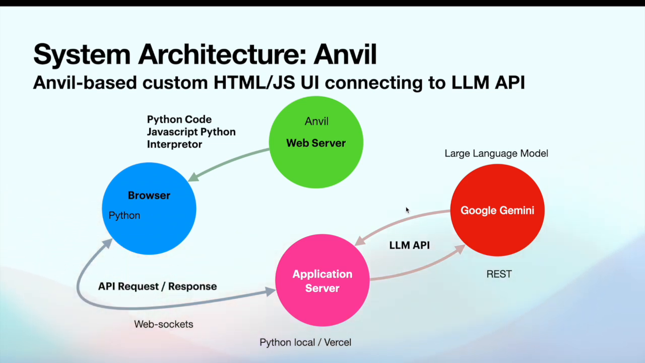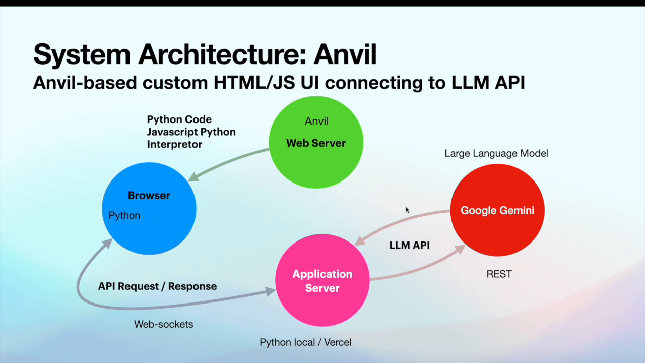Anvil is indeed that smart bridge. It seamlessly connects your client side with your server-side logic. And the application server is our brain. It holds the custom code. It manages our API keys securely. And it orchestrates the calls to Gemini. WebSockets are crucial. They provide that instant, fluid conversation. No lag, just pure interaction. It's truly beautiful how it all interlocks.